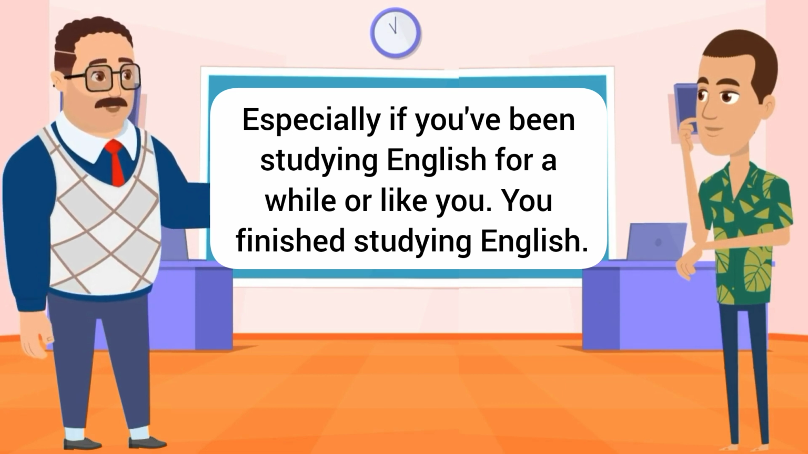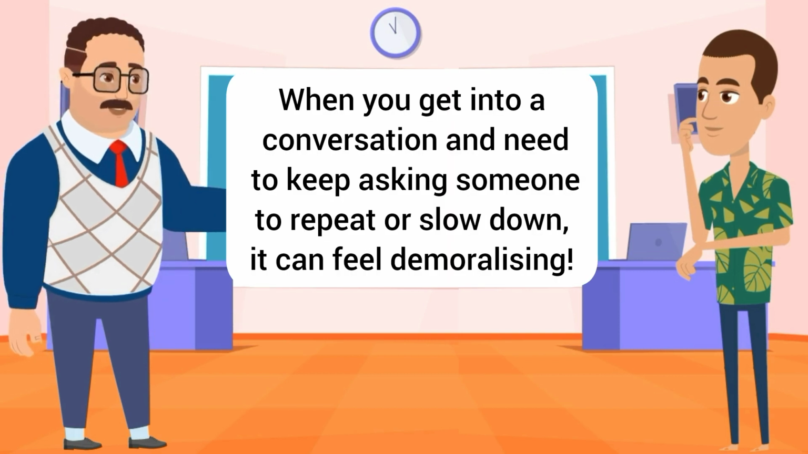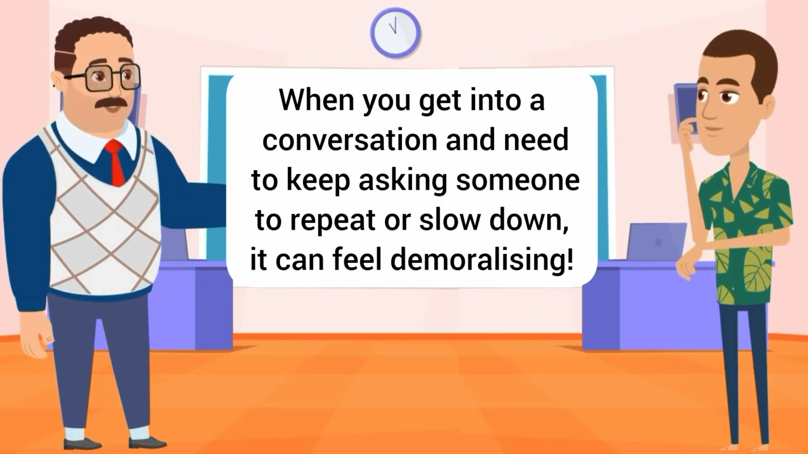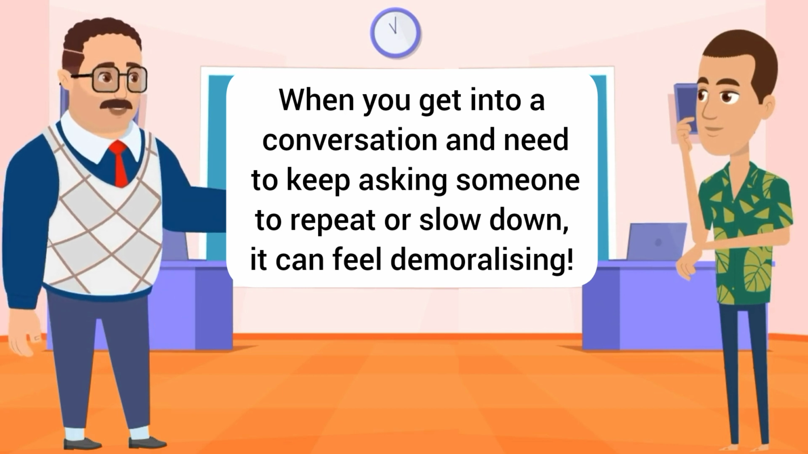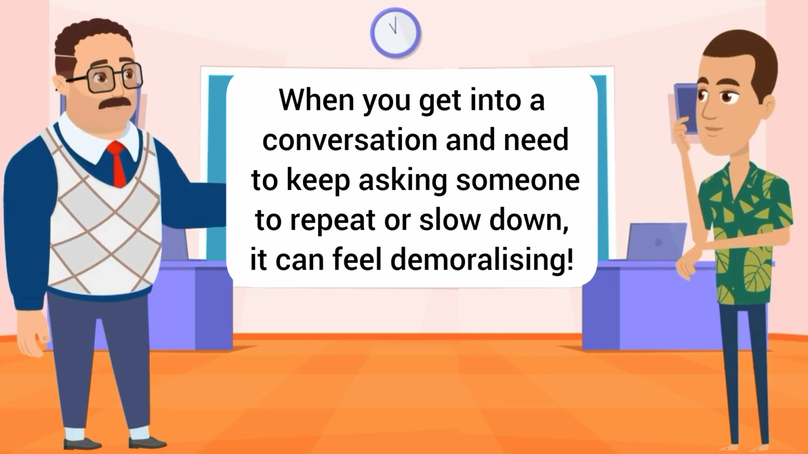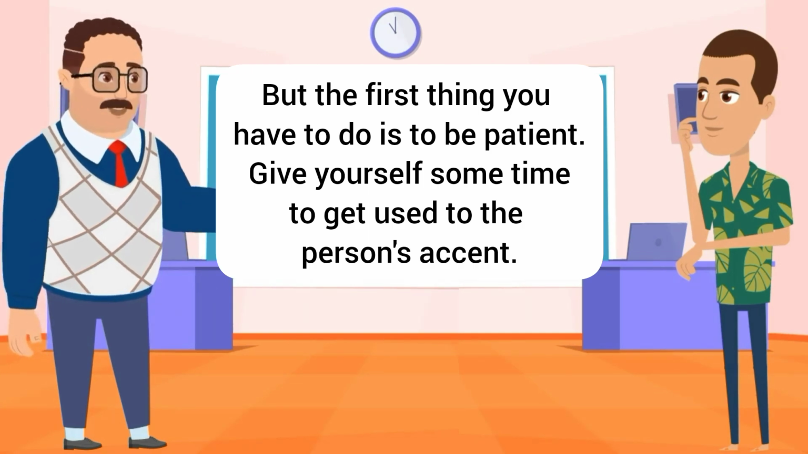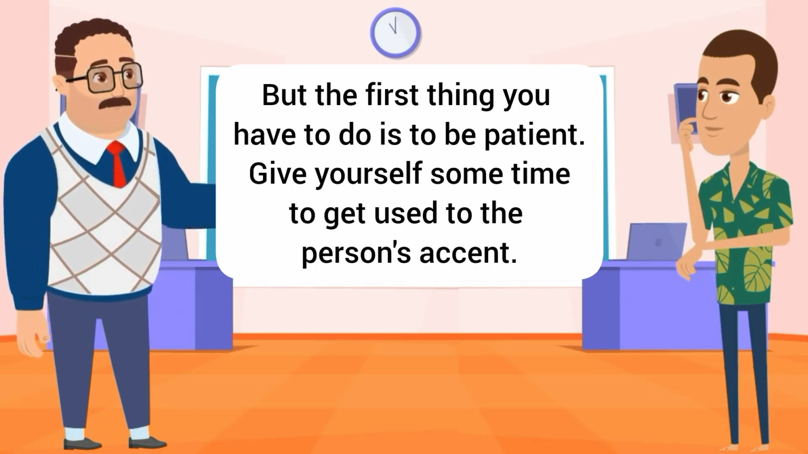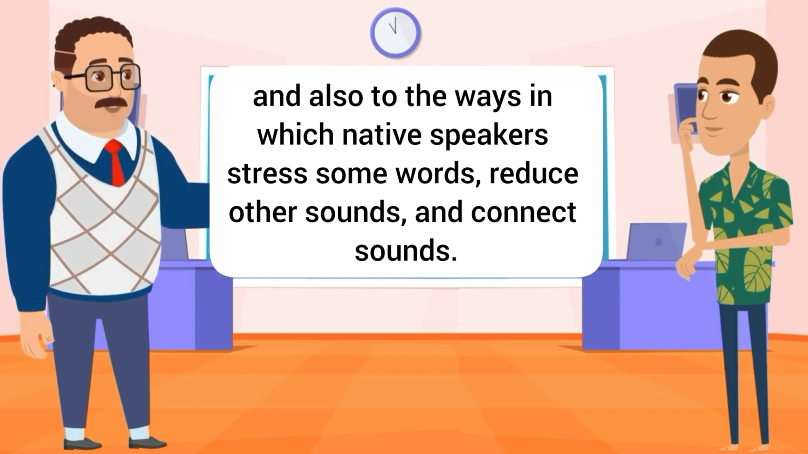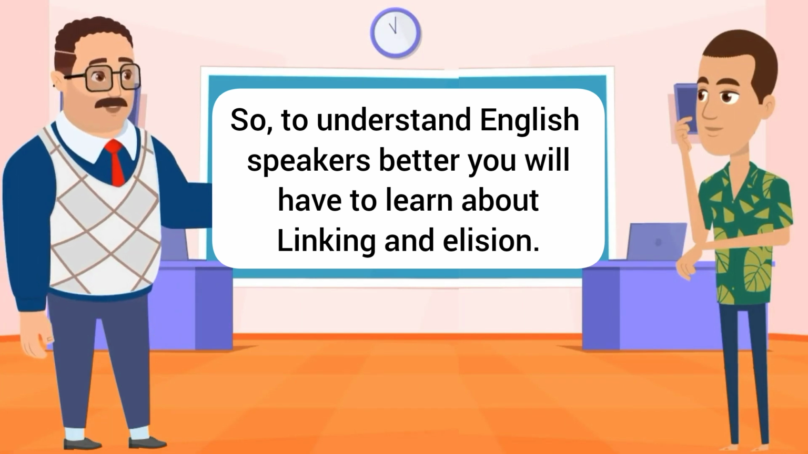Especially if you've been studying English for a while, or like you, you finished studying English. When you get into a conversation and need to keep asking someone to repeat or slow down, it can feel demoralizing. But the first thing you have to do is to be patient. Give yourself some time to get used to the person's accent, and also to the ways in which native speakers stress some words, reduce other sounds, and connect sounds. So, to understand English speakers better you will have to learn about linking and elision.